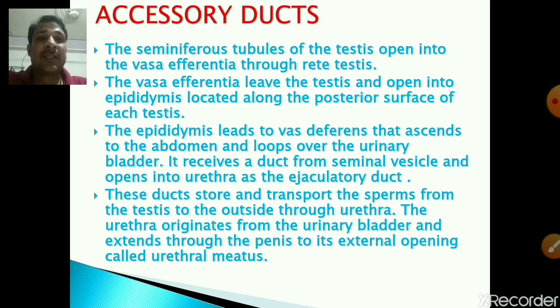Here it receives a duct called the seminal vesicle duct and opens into the urethra. Now this, which we also call the ejaculatory duct. These ducts store and transport the sperm from the testis to the outside through the urethra.